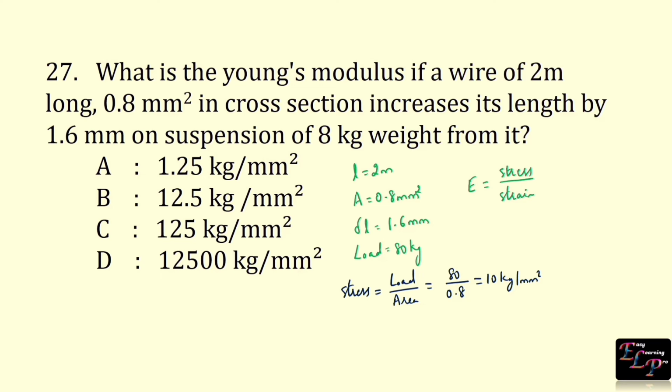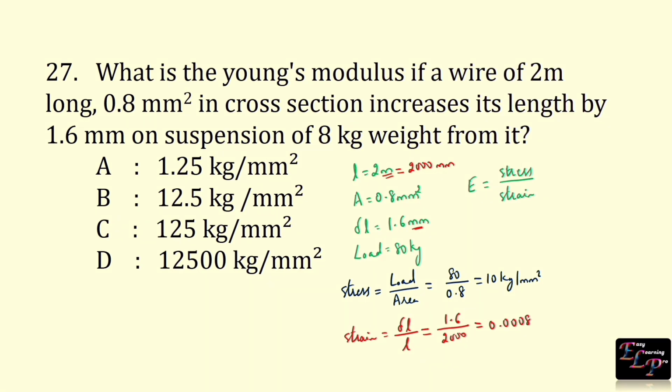Next we will find strain. Strain is given by change in length to original length. Before substituting the values, the units of length is different. So let us make this as millimeter. 2 meter will be 2000 millimeter. Now substitute the values. Change in length is 1.6, original length is 2000. So we have 0.0008.